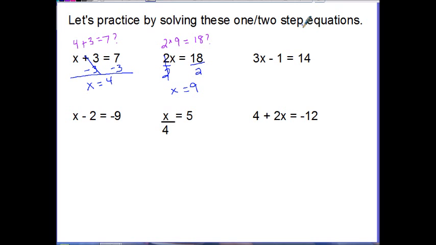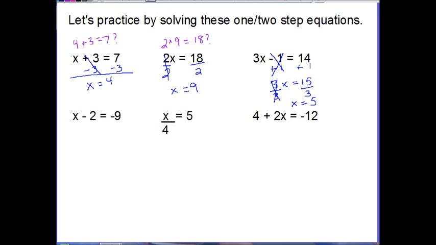Our next equation is a two-step equation. We have 3x minus 1 equals 14. Well, we have two things to move, the 3 and the minus 1. We always want to add or subtract first, so the first piece I'm going to move is minus 1 by adding it to both sides. Minus 1 and plus 1 are opposites, which is why they cancel out. And we're left with 3x equals 15. Now we have to get rid of the 3 multiplying the x, so we're going to divide both sides. 3 divided by 3 is 1. They cancel out. And we're left with x equals 5.